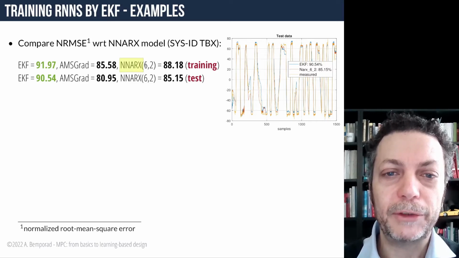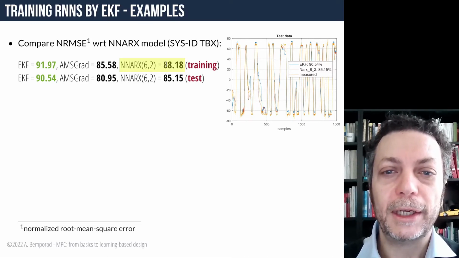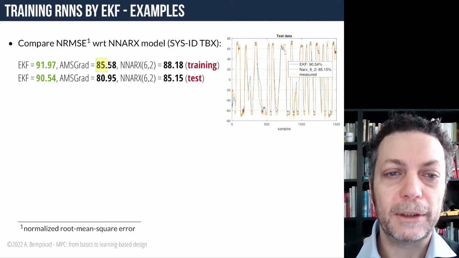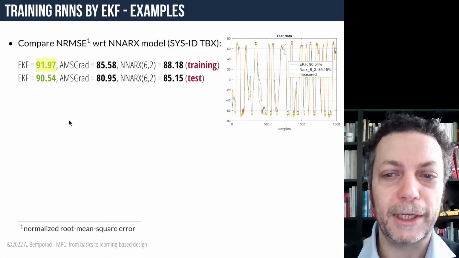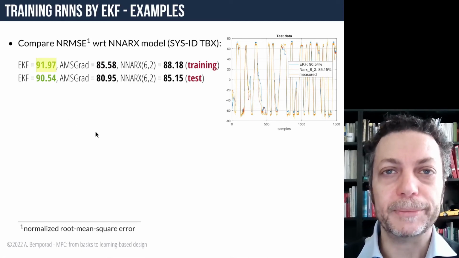In the system identification toolbox, a neural network autoregressive model was trained. You get about 88 normalized root mean square error on training data, and a good one, 85 on the test data. With the recurrent neural network model obtained by gradient descent, you get lower values, and you get quite better values with the extended Kalman filtering approach that I have just described. So it's a good method for training simple models.